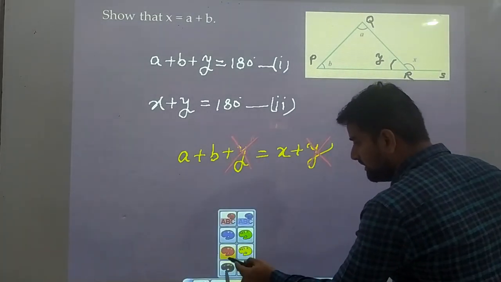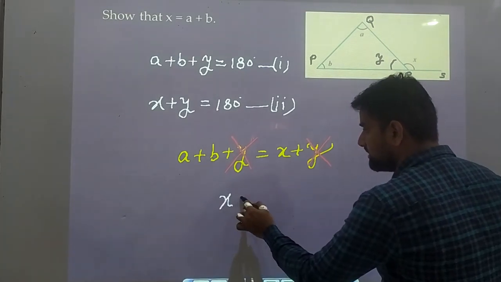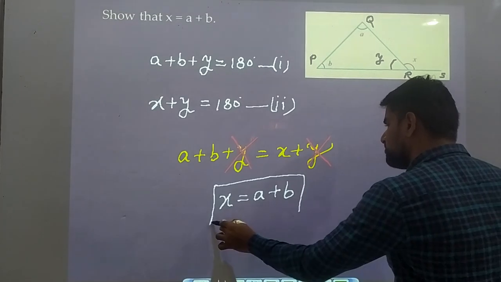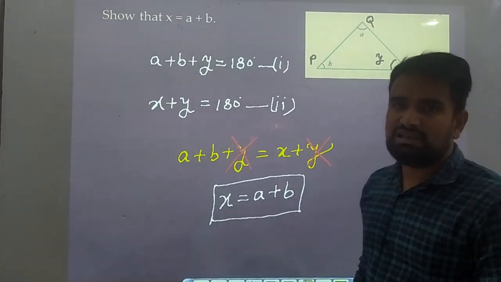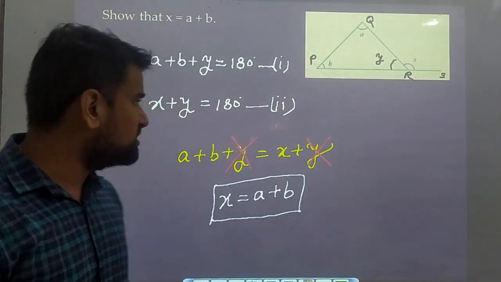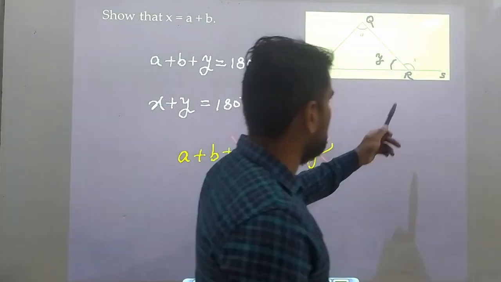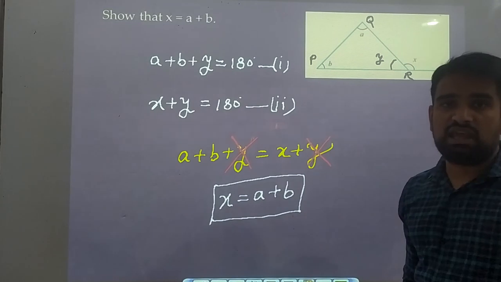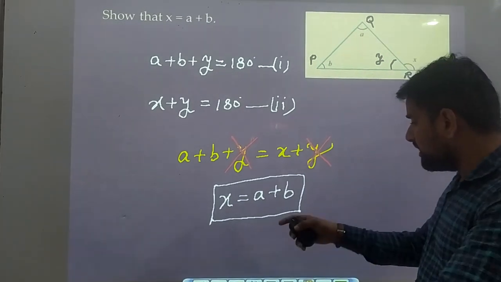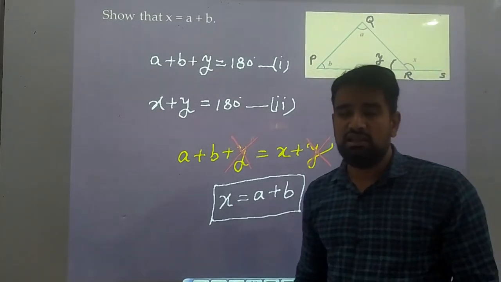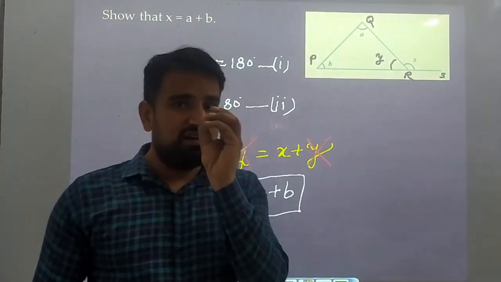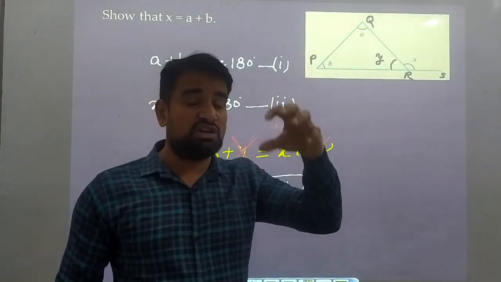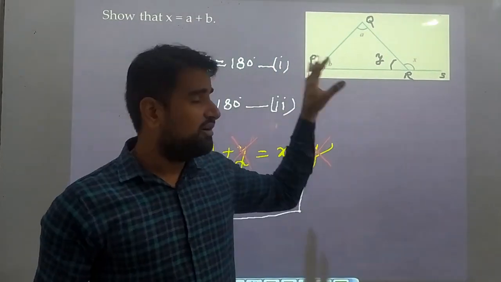Alright? And then I can say that x is equal to a plus b. So by this we can clearly say that x is equal to a plus b, and this external angle in this triangle is equal to the sum of the interior opposite angles of any triangle. I hope you guys understand it very clearly. I hope you understood the basic feature of the exterior angle and interior angle of any triangle.